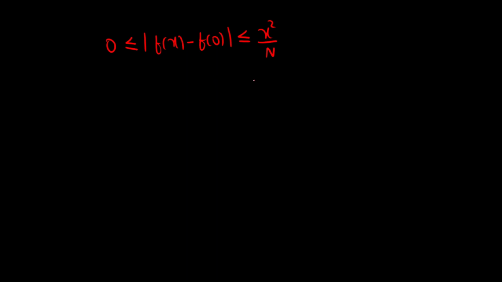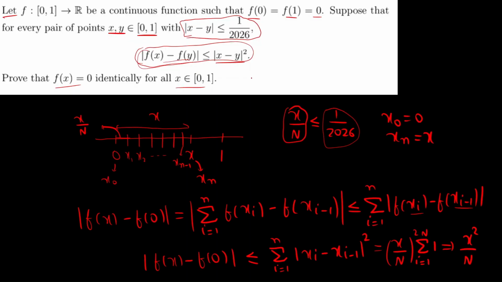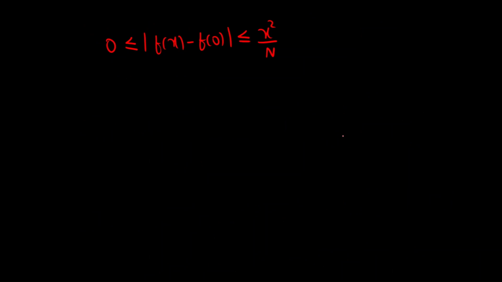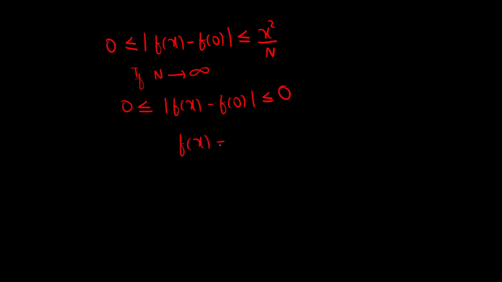Now what I'll do is, if I tend n to infinity, x by n will tend to 0, which is less than 1 by 2026. So a property will hold true. So I can limit n to infinity, which will give me that 0 is less than or equal to mod f of x minus f of 0 is less than or equal to 0. From here we can say that f of x is equal to f of 0.